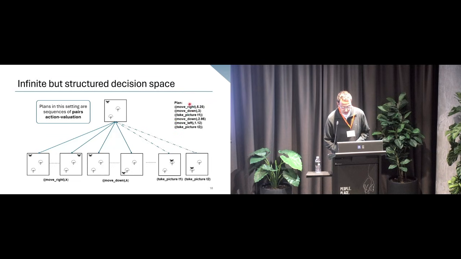In it, the drone moves to the right a certain amount, then moves down, takes a picture of the first tree, then moves down again, left, and takes the picture of the other tree.